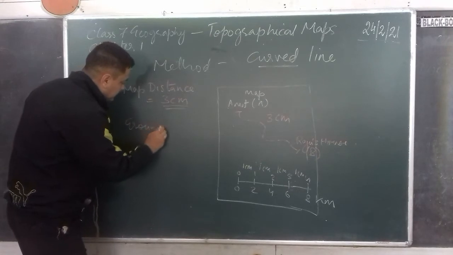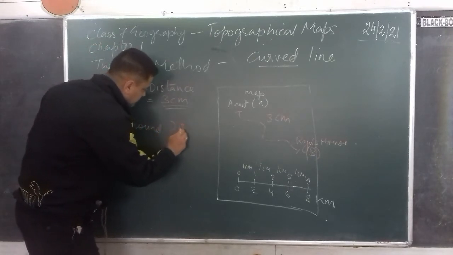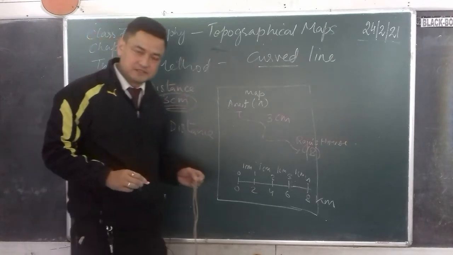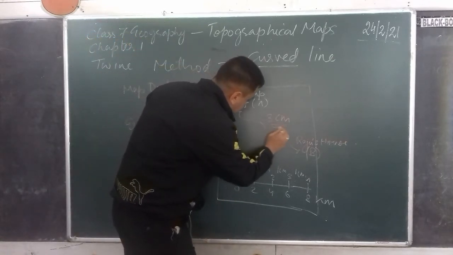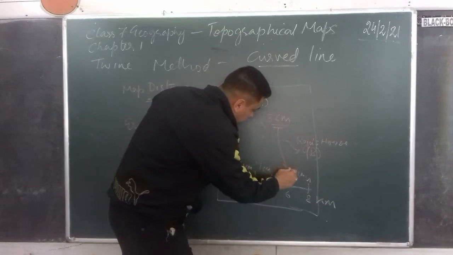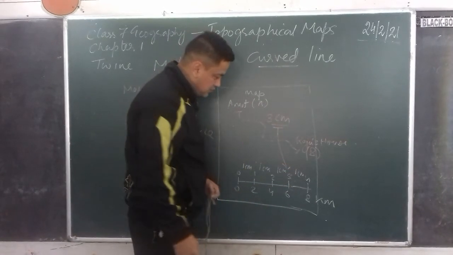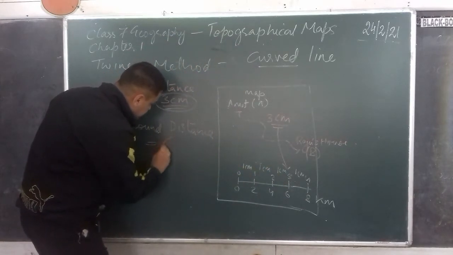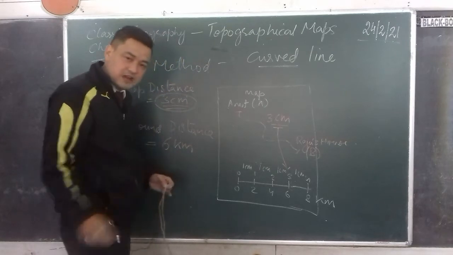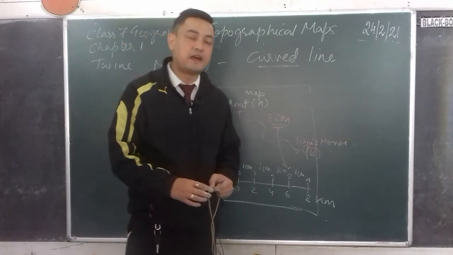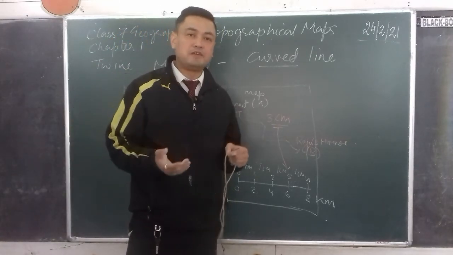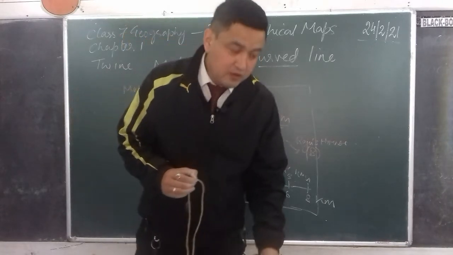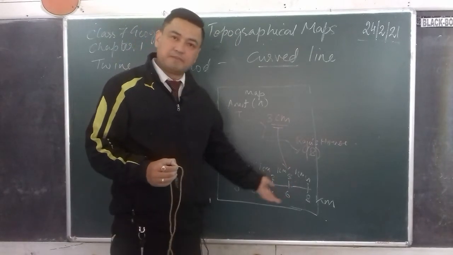And how am I going to find the ground distance? By converting this measurement using the scale that is given on the map. So 3 centimeters means 6 kilometers. Are you understanding? This becomes the ground distance, or you can say 3 centimeters on the map is equal to 6 kilometers on the ground. So this scale is basically a statement scale.